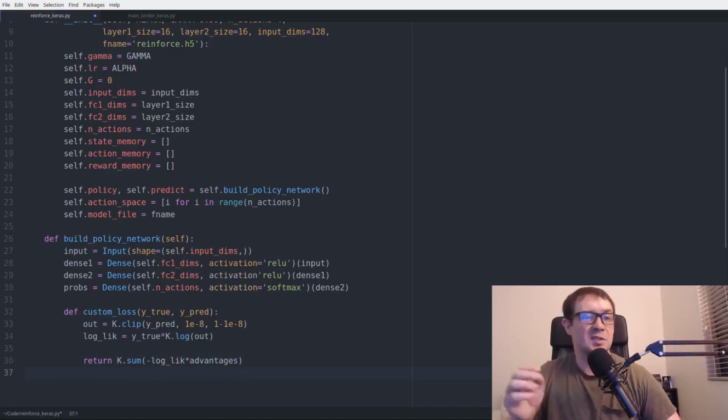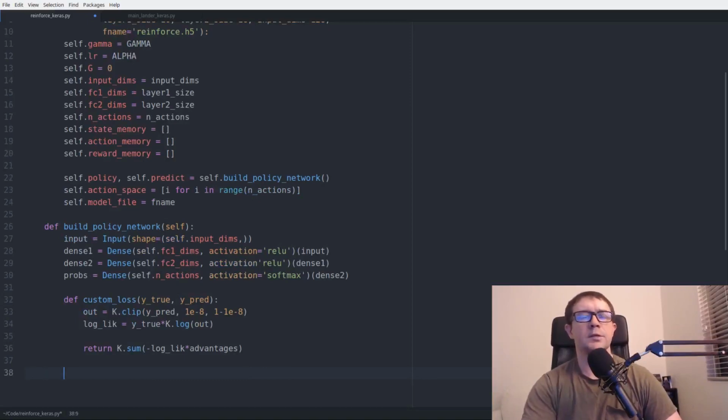So advantages is something else we have to pass in. We'll get to that in 1 second. So here, this is a double closure. We're enclosing one function. I guess it's only a single closure. We're using one function to return another. And these are all scoped within the build policy network function. So pretty handy stuff. That's how you handle the custom loss functions in Keras.